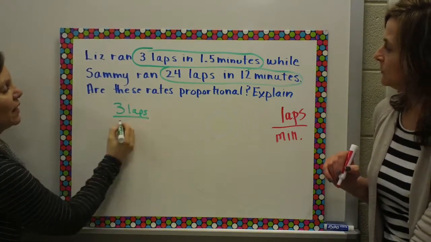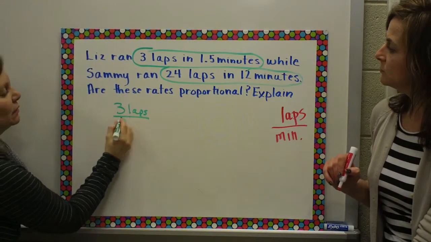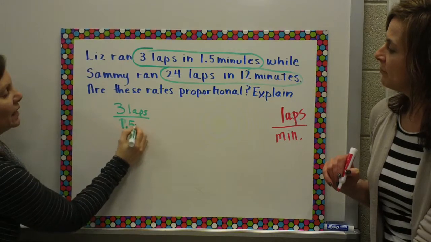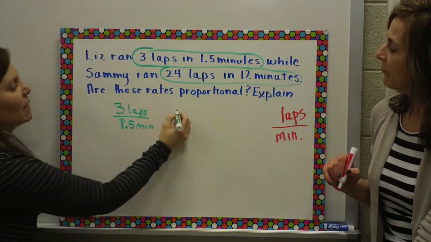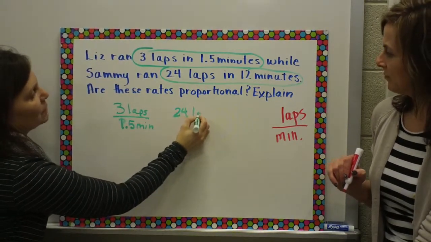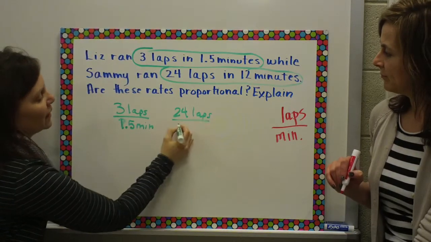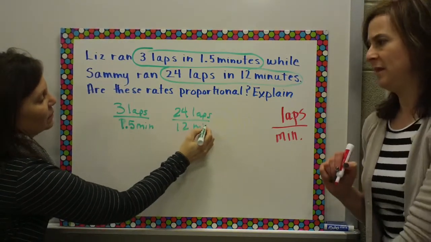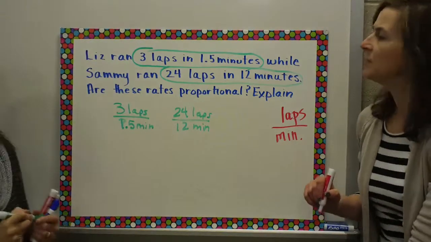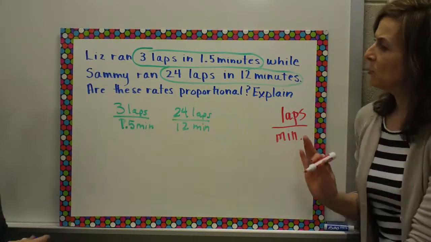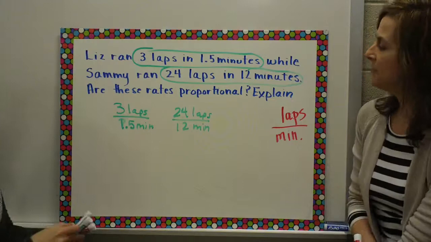So you need to make sure that that stays the same. All right, so Liz ran 3 laps in 1.5 minutes, while Sammy ran 24 laps in 12 minutes. Let's try a different method. We used the unit rate last time. You feeling like a cross? Sure, let's do cross products. Let's do that.